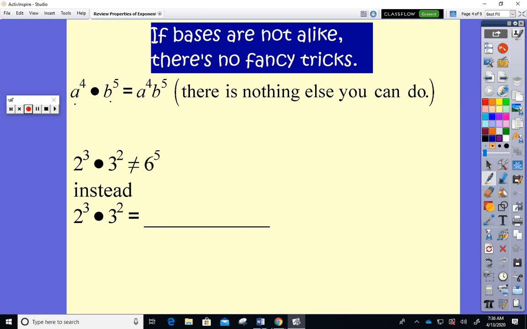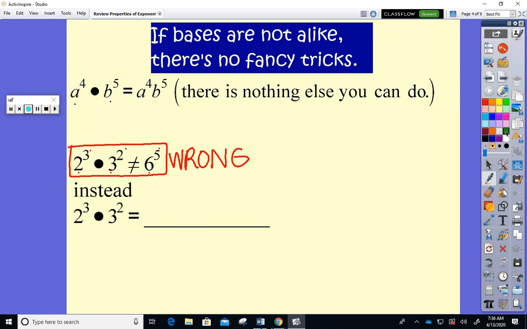Just put it together, a to the 4th, b to the 5th, there's nothing fancy. So, especially here, this is wrong, okay? Because somebody has tried somehow or another to multiply the bases 2 times 3 and get 6 and add exponents and get 5. That is wrong, wrong, wrong, wrong, wrong. You can't do anything fancy.